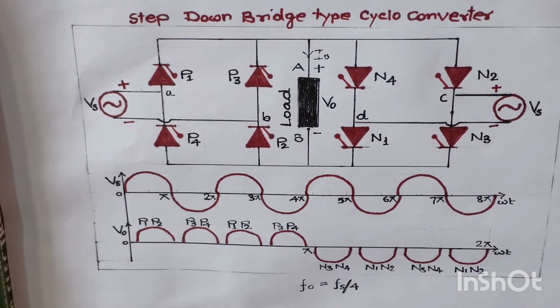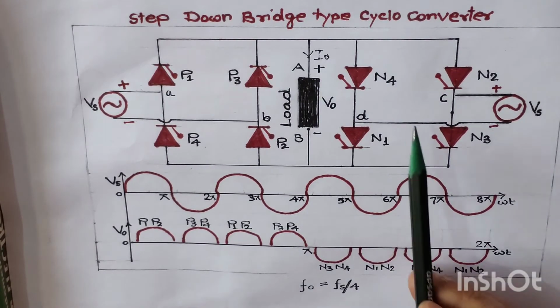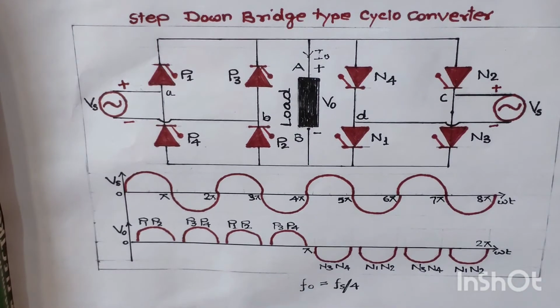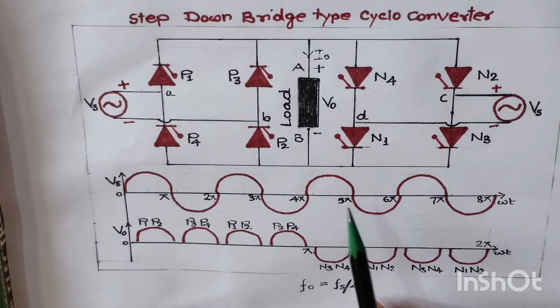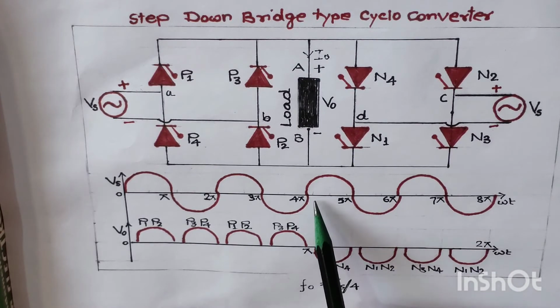Now we will switch over toward the negative group of thyristors, because our motive is to find out 1/4 of the supply frequency. So we have completed 2 cycles where we have achieved only half of the positive supply across the output. So the next half cycle across the output will be received from the negative group of thyristors.